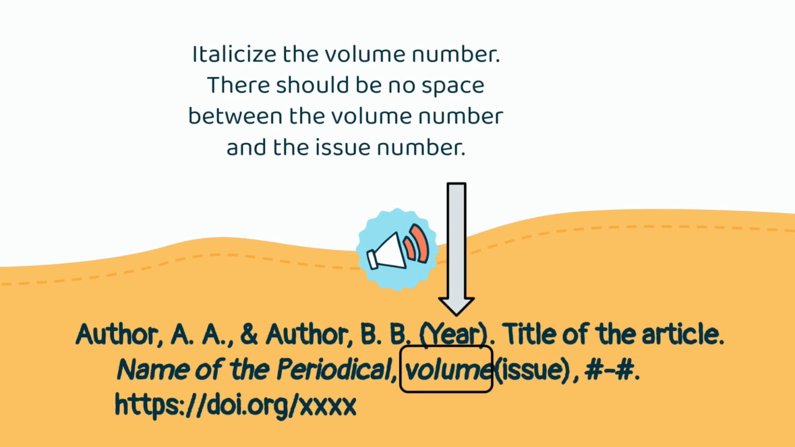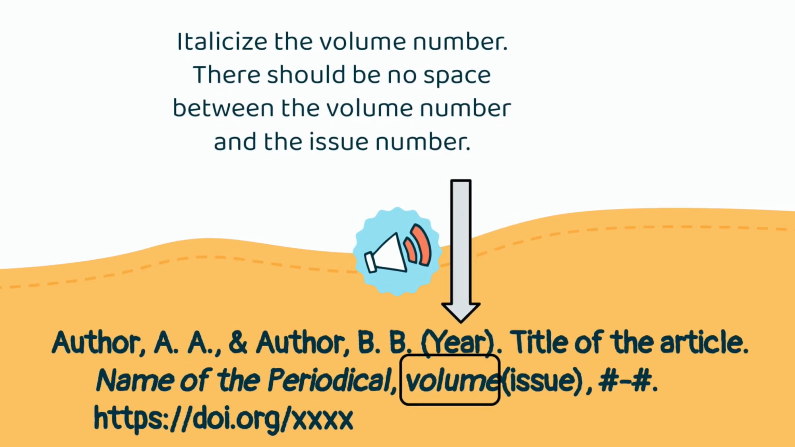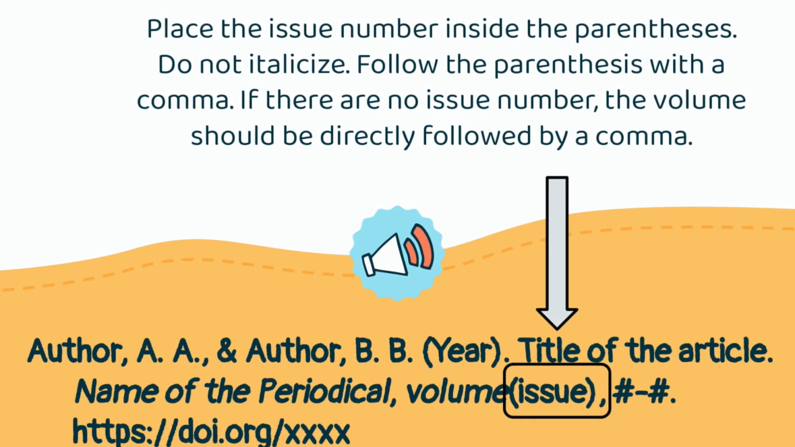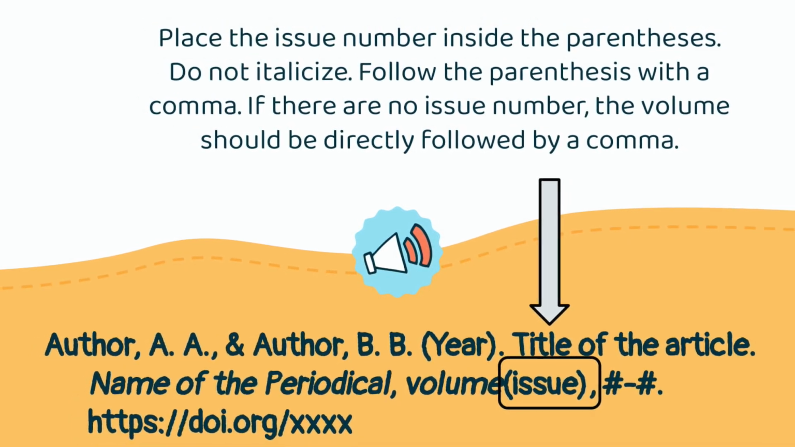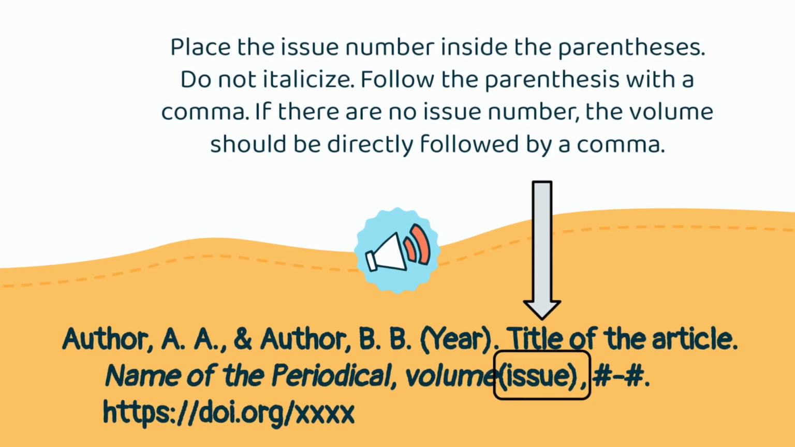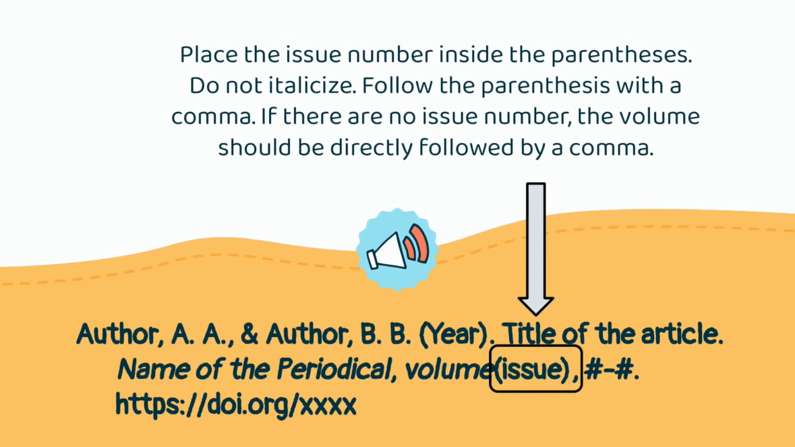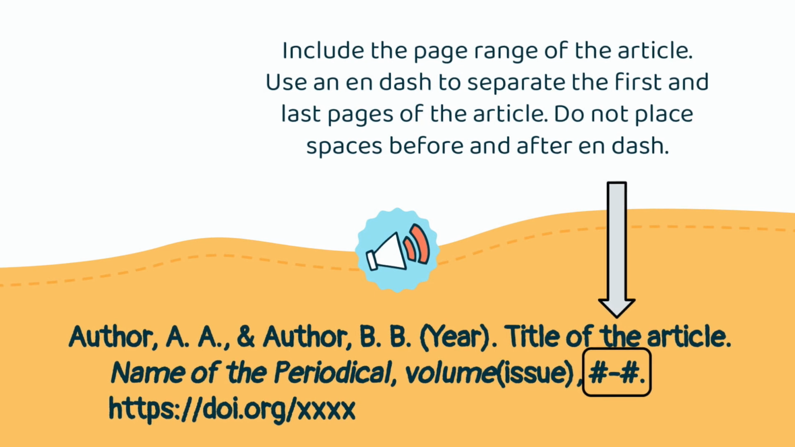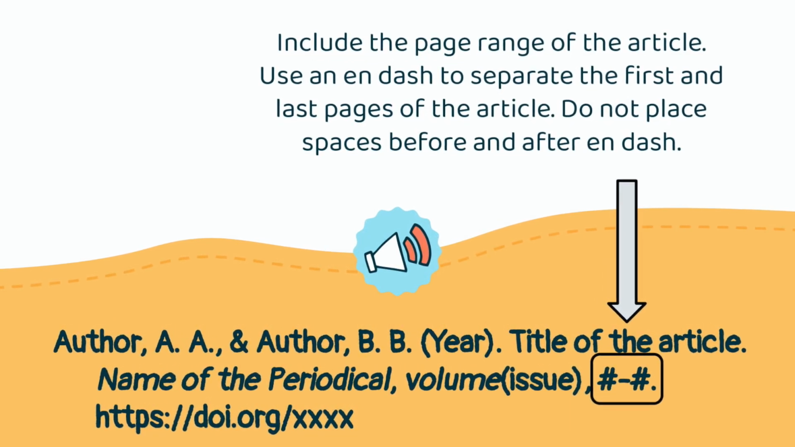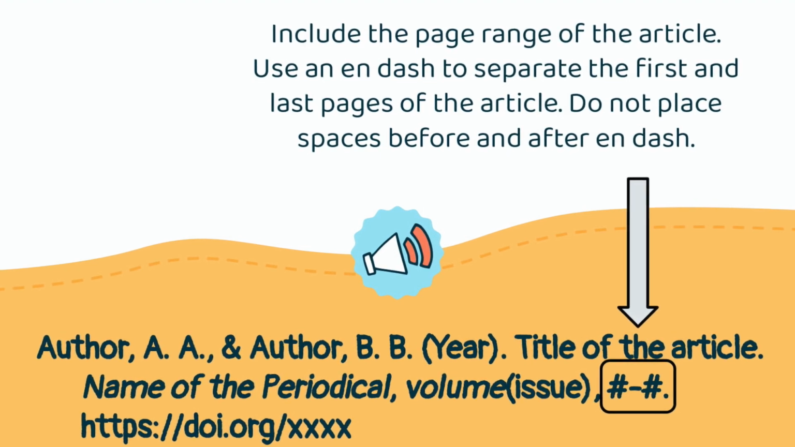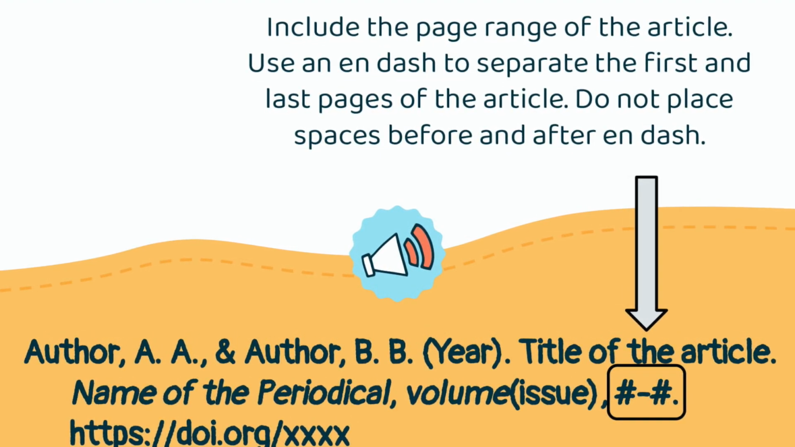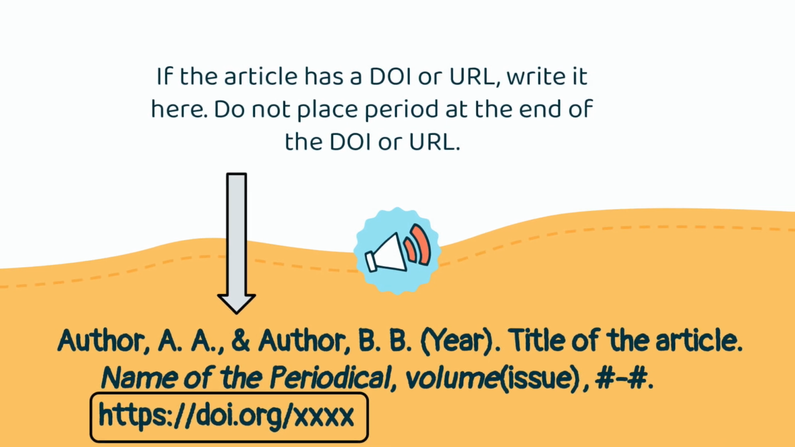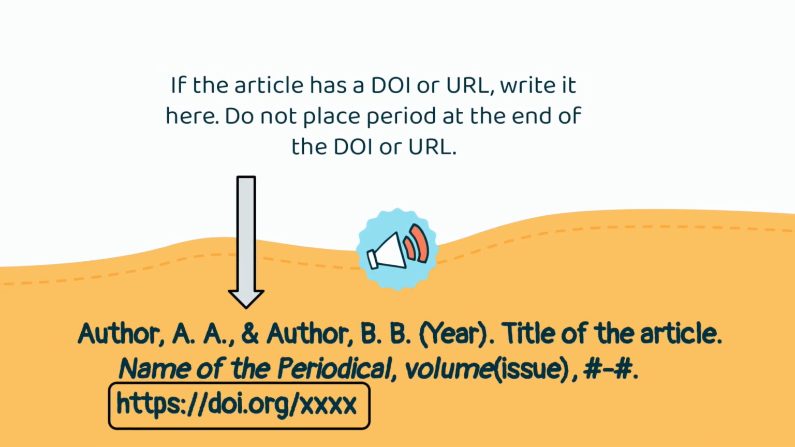Italicize the volume number. There should be no space between the volume number and the issue number. Place the issue number inside the parenthesis. Do not italicize it. Follow the parenthesis with a comma. If there is no issue number, the volume should be directly followed by a comma. Include the page range of the article. Use an en dash to separate the first and the last pages of the article. Do not place spaces before and after the en dash. If the article has a DOI or URL, write it here. Do not place a period at the end of the DOI or URL.